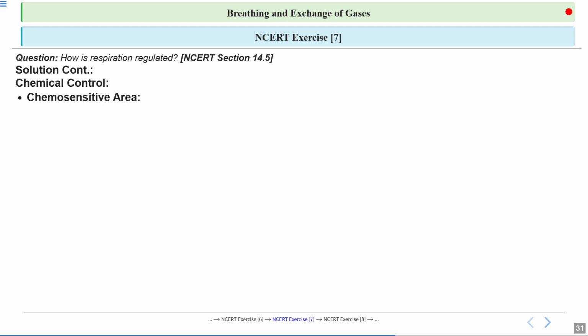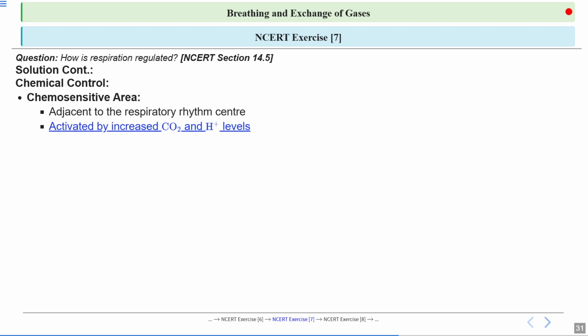Now, chemical control, the chemosensitive area. There is some chemosensitive area adjacent to the respiratory rhythm center. What is the function of this chemosensitive area? It is activated by increased carbon dioxide and hydrogen levels. When the hydrogen ion level increases, when the carbon dioxide increases, this chemosensitive area gives a message to the respiratory rhythm center, signaling it to adjust the respiration for elimination of these substances, because carbon dioxide accumulation in the body is very harmful.